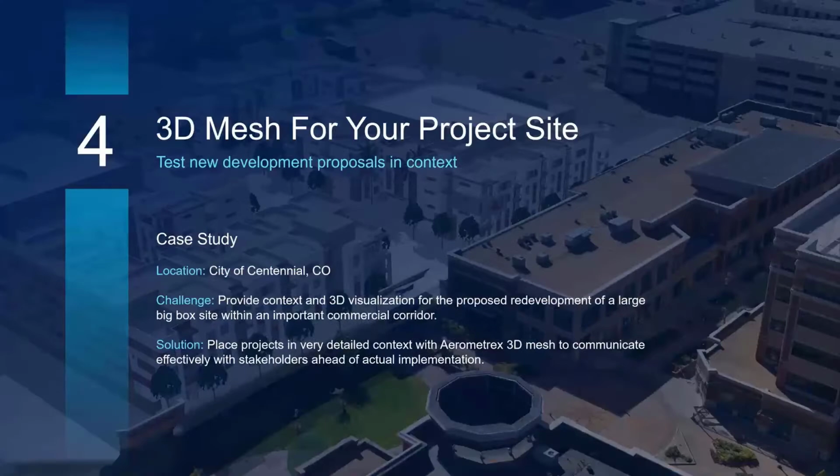Our fourth example will take us to the city of Centennial, Colorado. The challenge being addressed here is to provide context and 3D visualization for the proposed redevelopment of a large big box site within a very important commercial corridor for the city. Our partner here is Aerometrics, and they provide super high resolution 3D mesh for project areas within the city, enabling you to test new development proposals and communicate effectively with stakeholders. So let's take a look at this example.